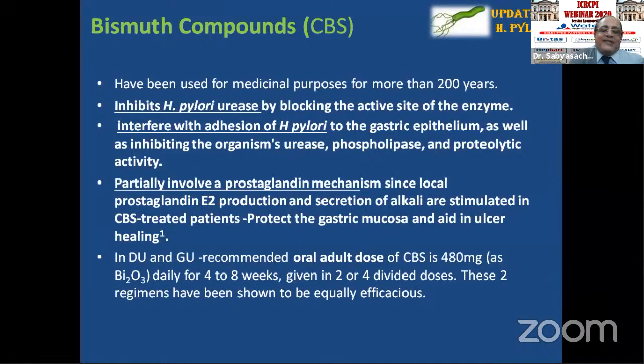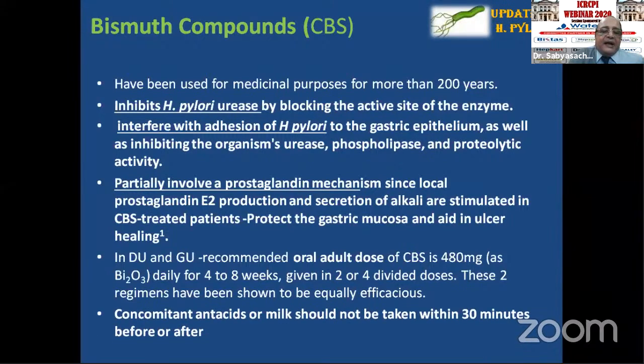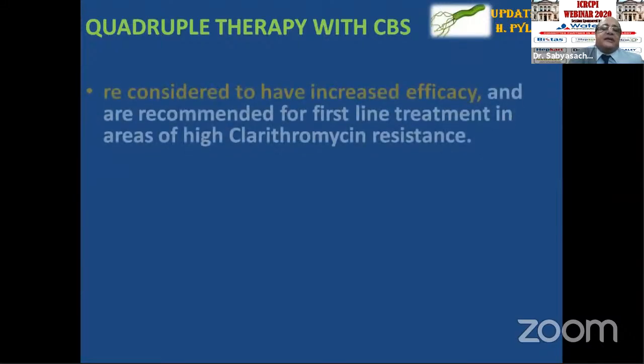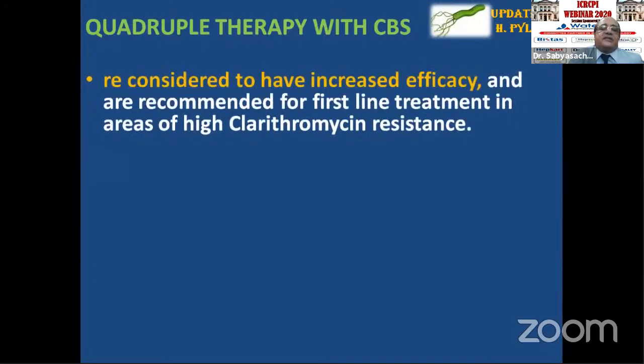In the recommended dose, usually a 120 milligram tablet 4 times before meals, but more conveniently, what I normally use is 2 tablets, that's 200 twice daily, for a total of 480 milligrams daily. The concomitant use of antacids and milk should be avoided within 30 minutes. Quadruple therapy with CBS is considered to have increased efficiency and is recommended as first-line management.